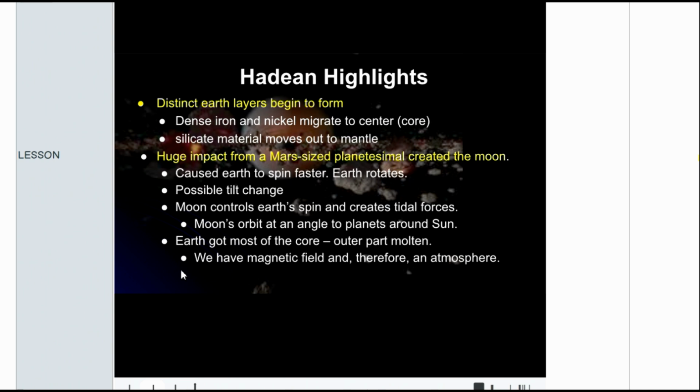And then we got our core, and most of our molten outer area is going to start spinning around that core, and we're going to start developing our magnetic field. Once we get that magnetic field, we can start developing a permanent atmosphere. Up until this point, we originally had a hydrogen-helium atmosphere, but we had no way to hold it in place, so solar winds blew all of that away.